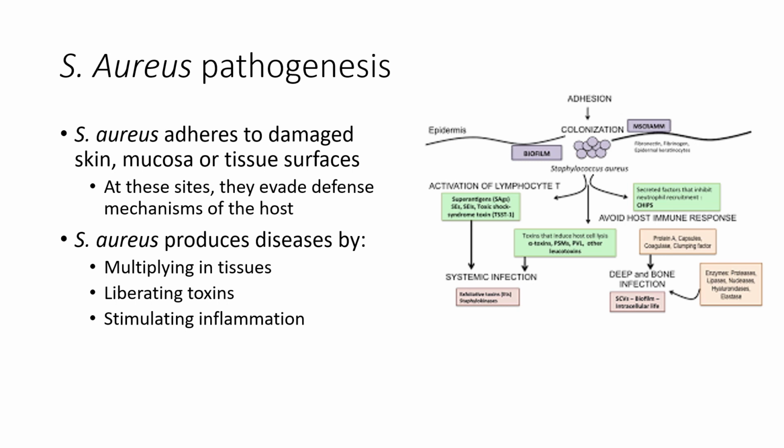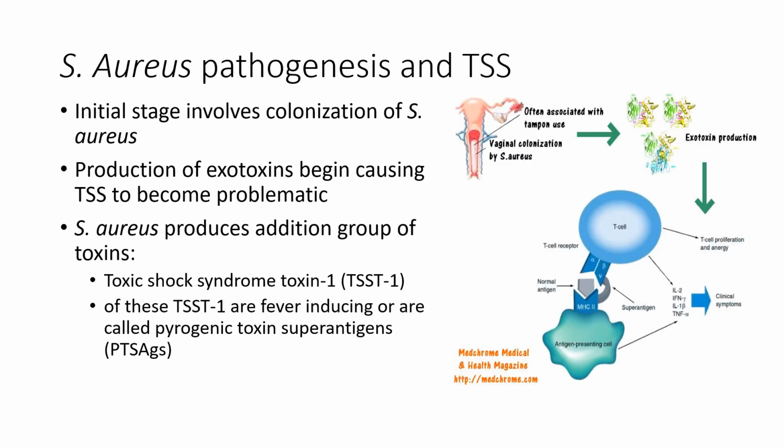Staphylococcus aureus also produces disease by multiplying in tissues, liberating toxins, and stimulating inflammation. So the initial stage of TSS involves colonization of Staphylococcus aureus, and then colonization is followed by the production and release of one or more pyrogenic exotoxins which act as a superantigen. And because of this production of exotoxins, it causes the TSS to become more problematic.